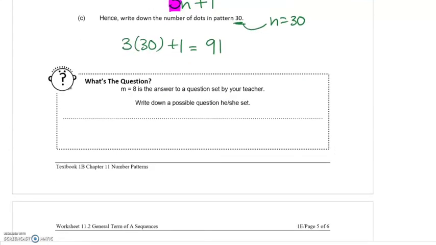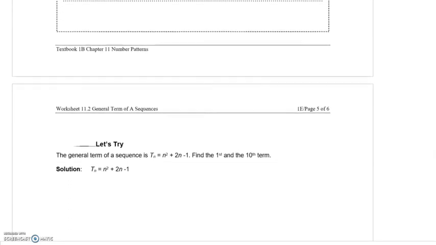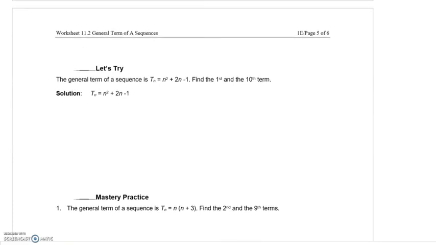Okay, I will skip the what's the question in the box. This should be an activity that your teacher will carry out in the class. Spend the time to think about it. There may be more than one possible answer in this case. Let's move on to the next part. The next page, the let's try.